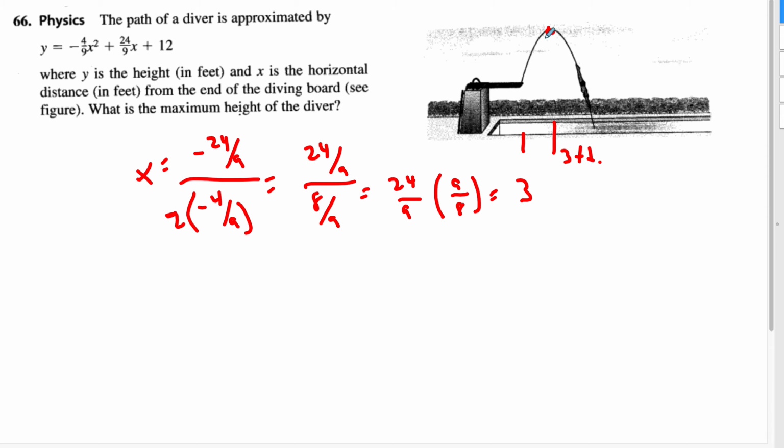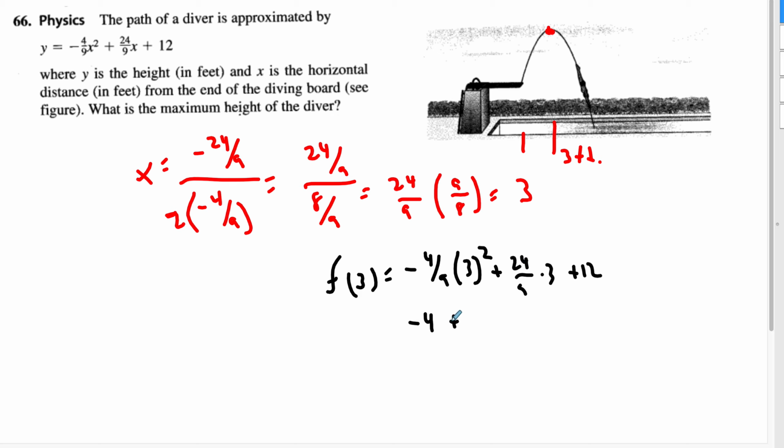You want to know the maximum height, right? So what you do is you figure out f of 3. We call that function f just because we just did. So that's negative 4/9 times 3 squared, plus 24/9 times 3 plus 12. That's 9. The 9s will cancel. I get negative 4. 24 over 9 times 3. Okay, so that's the same as saying 24/3 plus 12.